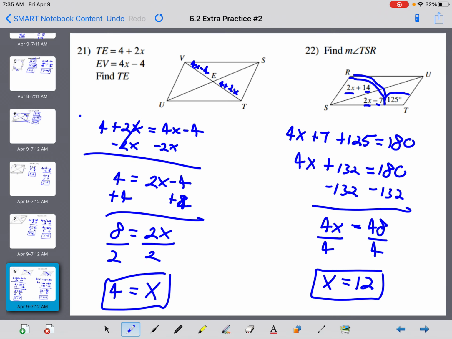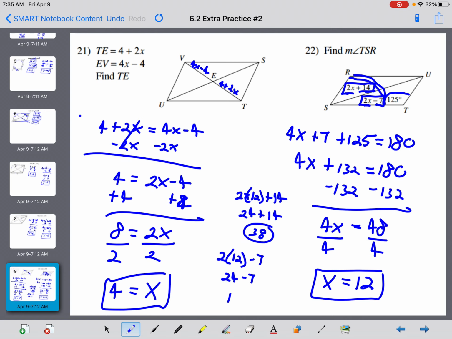And they want to find the measure of TSR. So we have to figure out 2 times 12 plus 14 and 2 times 12 minus 7. 2 times 12 is 24, plus 14 makes 38. And 2 times 12 minus 7 is 24 minus 7, which is 17. Okay. And 38 and 17 makes 55.